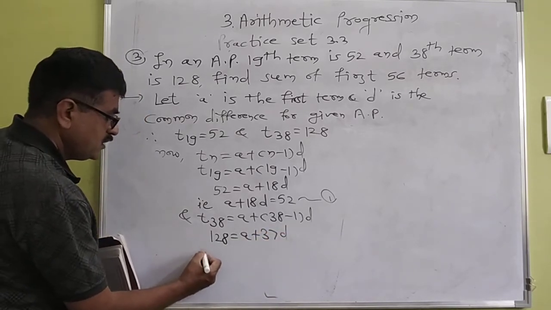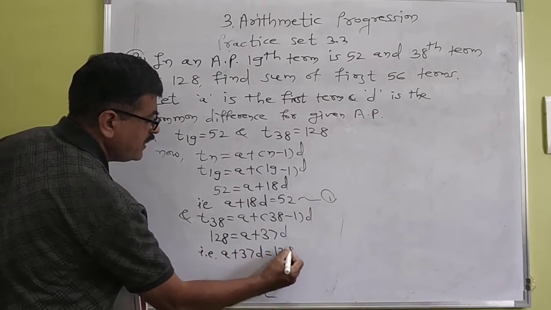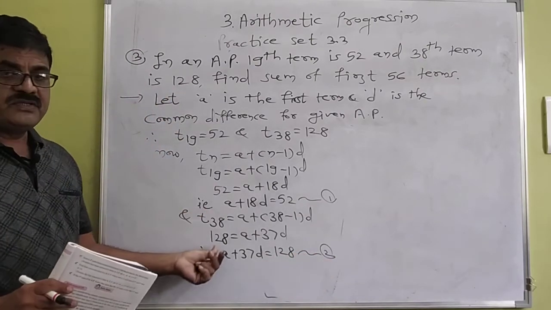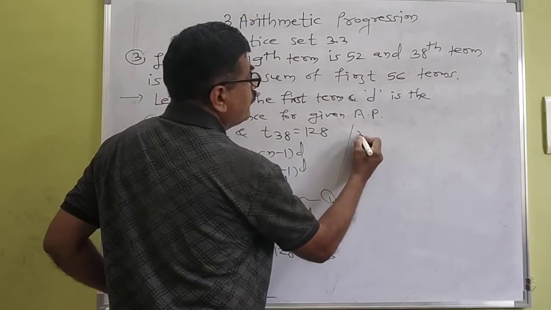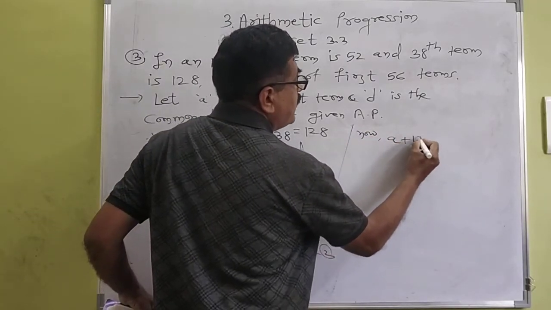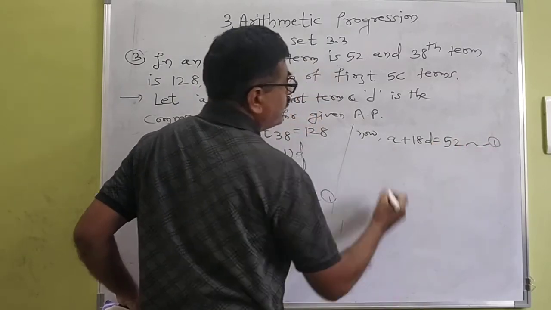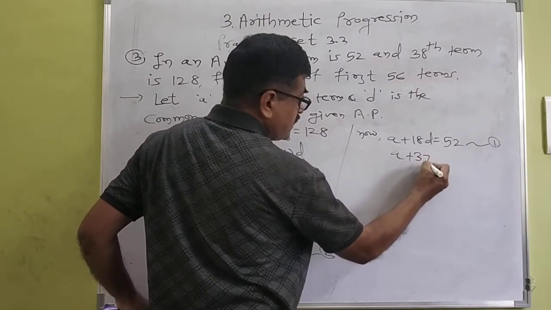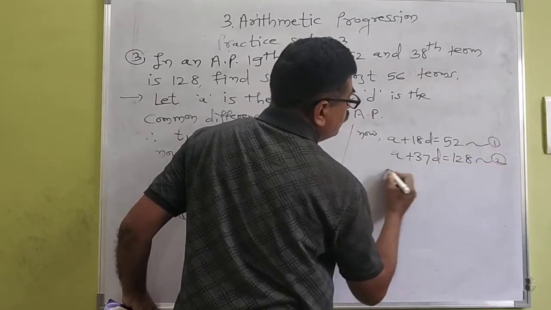That is A plus 37D is equal to 128. This is number 2. Now by using this, take equation 1 and 2. Write down equation 1: A plus 18D is equal to 52, equation 1, and second: A plus 37D is equal to 128. This is number 2.